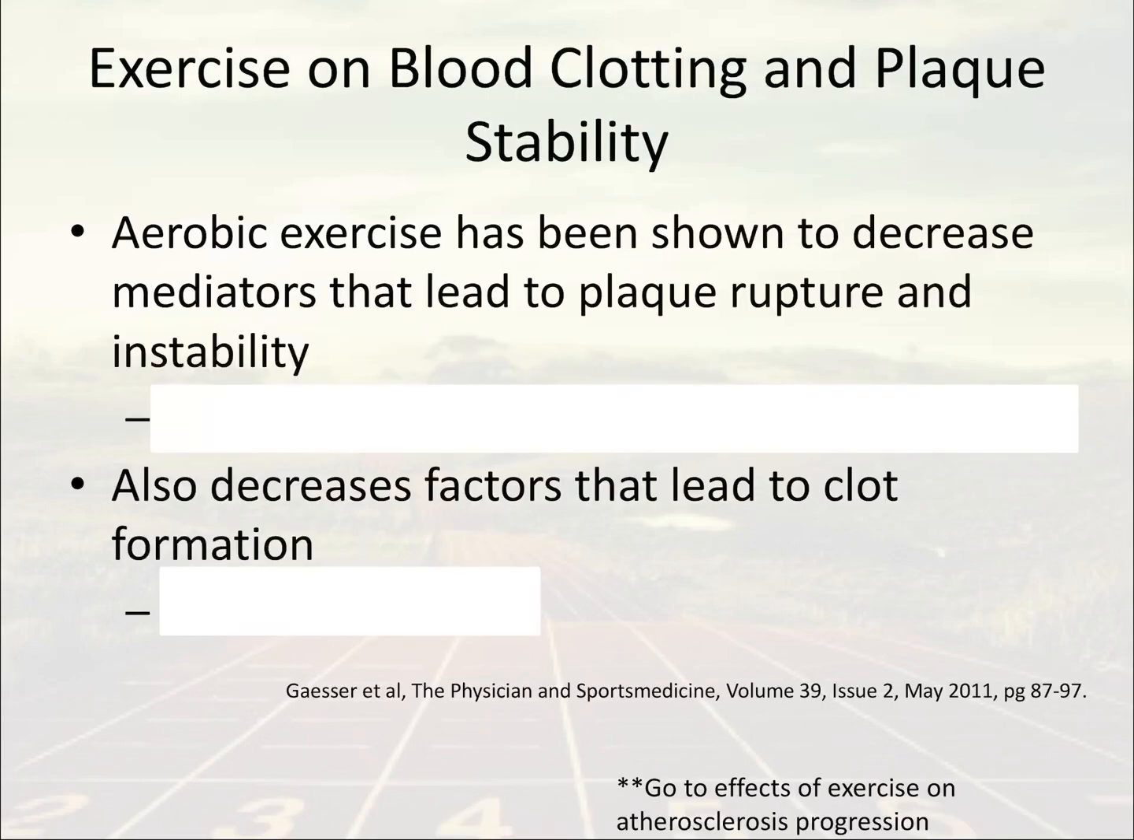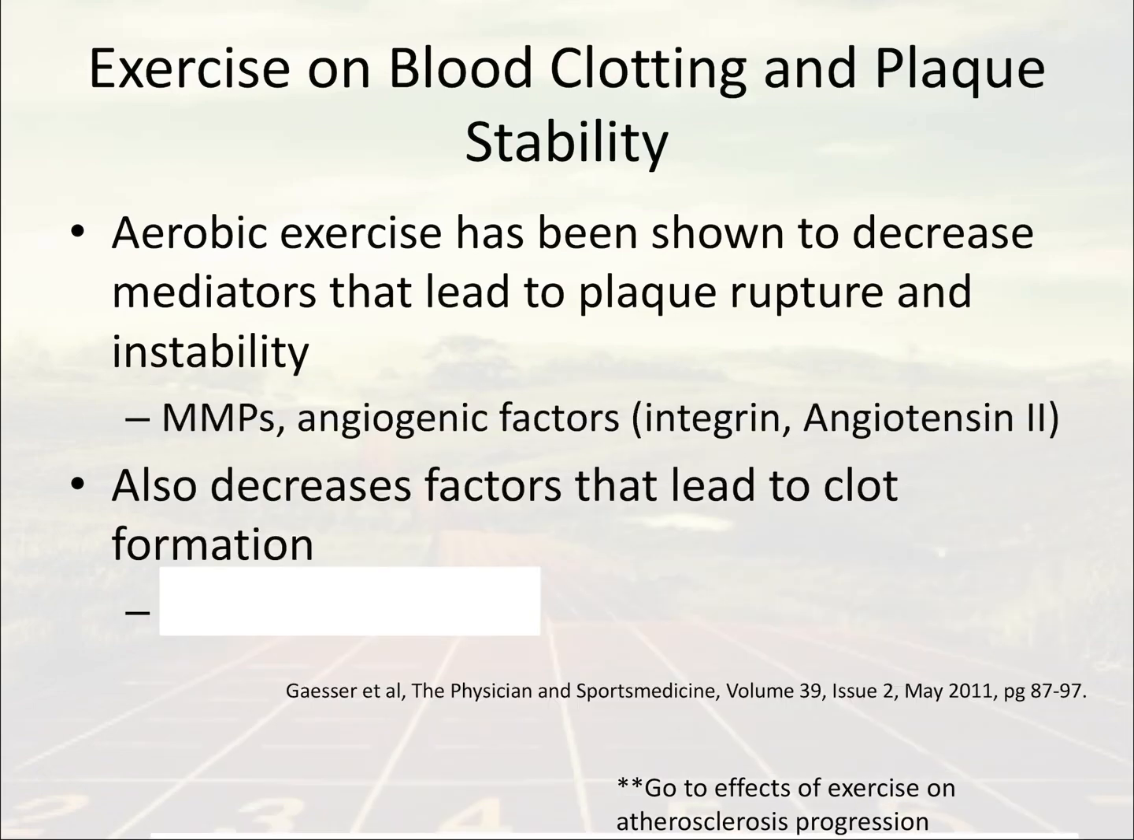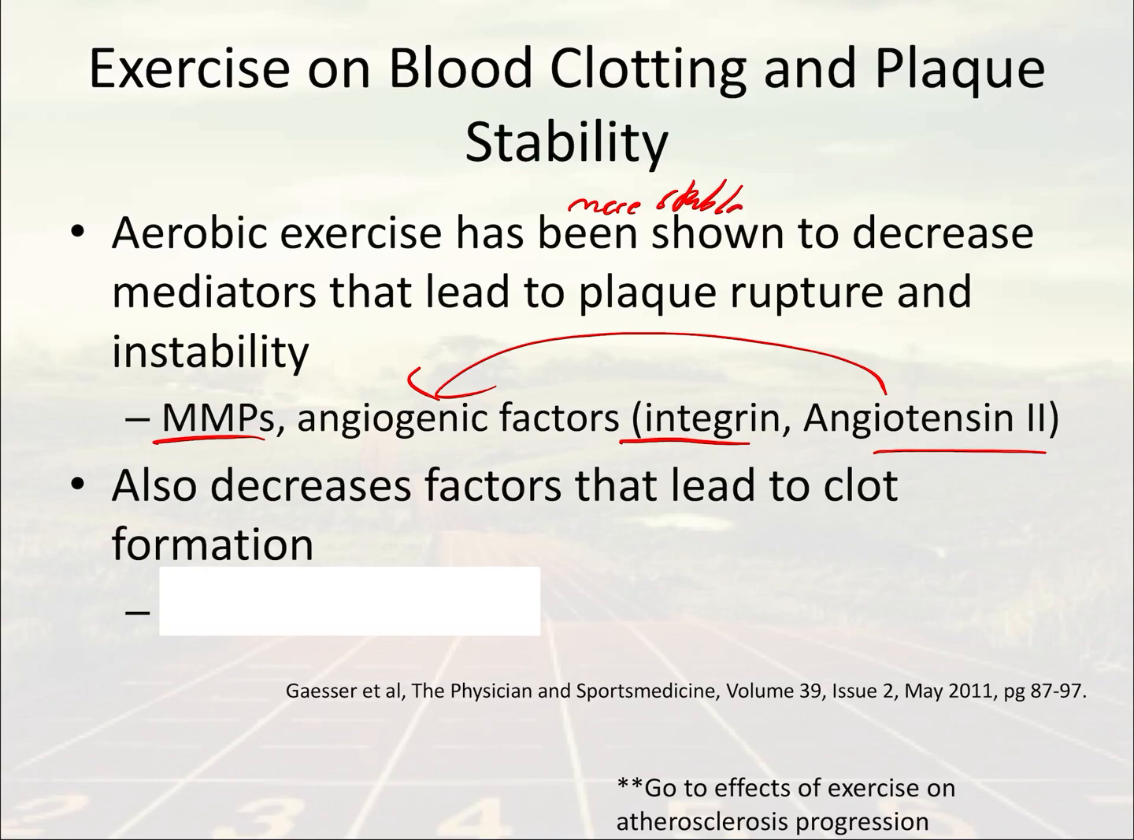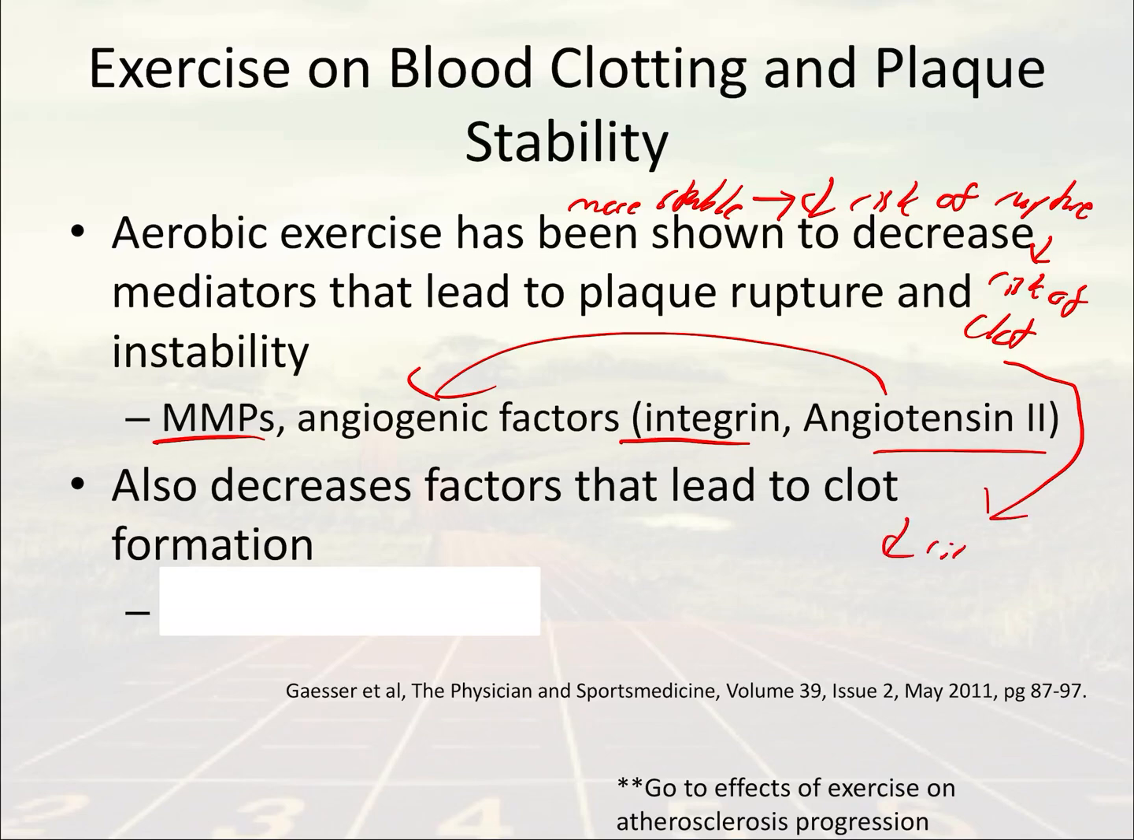Okay. What about exercise on blood clotting and plaque stability? Aerobic exercise has been shown to decrease mediators that lead to plaque rupture and instability. We were just talking about those. What were they? Right there are those MMPs. It was the integrin. Also angiotensin 2 wasn't mentioned before, but that's one of the angiogenic factors as well. Exercise decreases these, which makes the plaque more stable. So more stable, which would mean decreased risk of rupture, which means decreased risk of clot, which means decreased risk of MI or stroke.